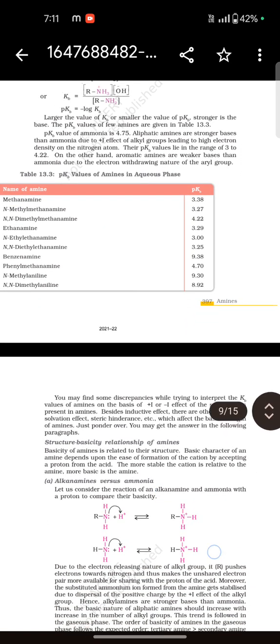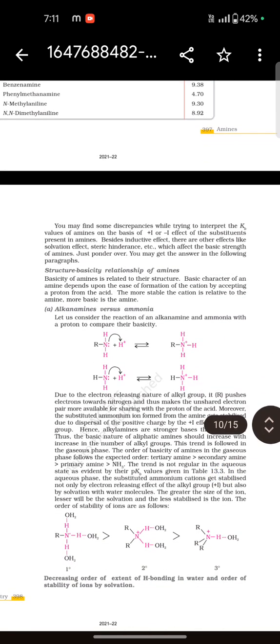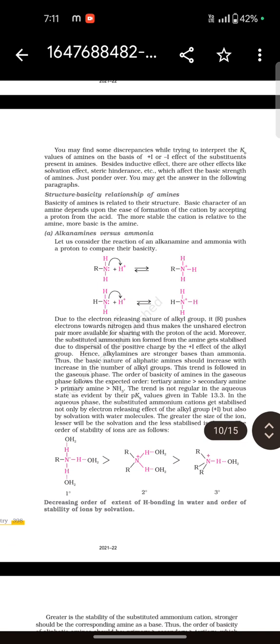You may find some discrepancies while trying to interpret the Kb values of amines on the basis of plus I or minus I effect of the substituents present in amines. Besides inductive effect, there are other effects like solvent effects, steric hindrance, etc., which affect the basic strength of amines. Just ponder over. You may get the answer in the following paragraph.